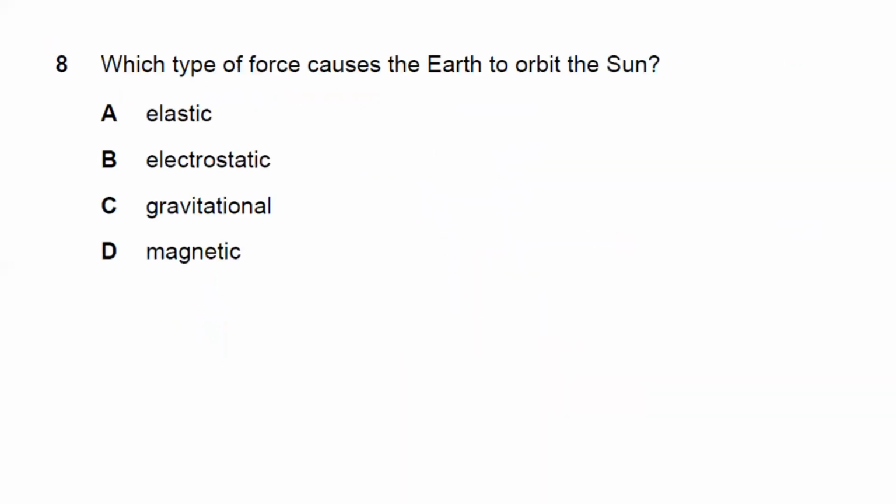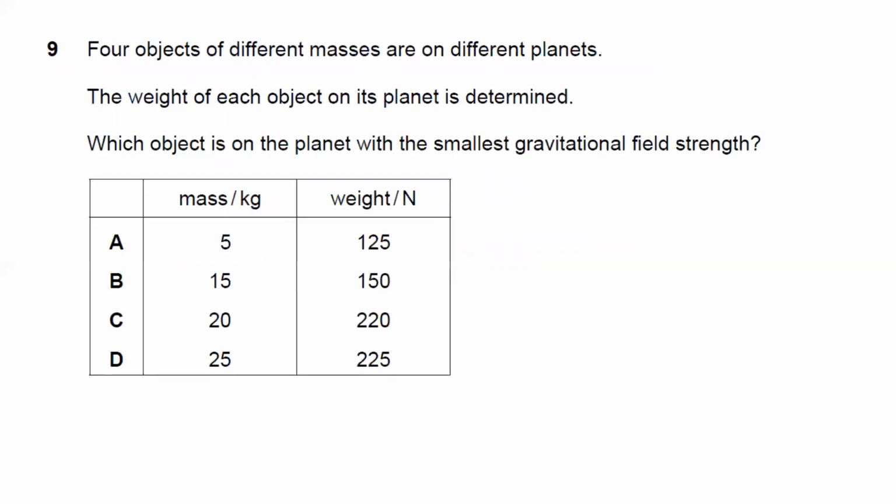Okay. Then question number 8. Question number 8 says, which type of forces causes the earth to orbit the sun? Elastic force, are you joking? No. Electrostatic, not at all. A magnetic force, no. Gravitational force, yes. So that's the gravitational force that causes the earth to move around the sun, or for that matter any other planet to revolve around the sun, and all the heavenly bodies are basically governed by the gravitational force.